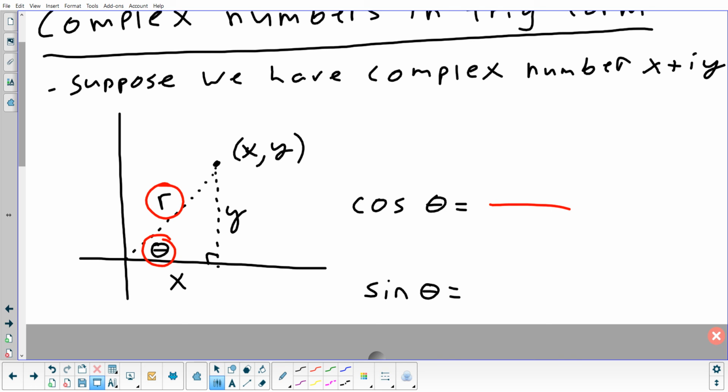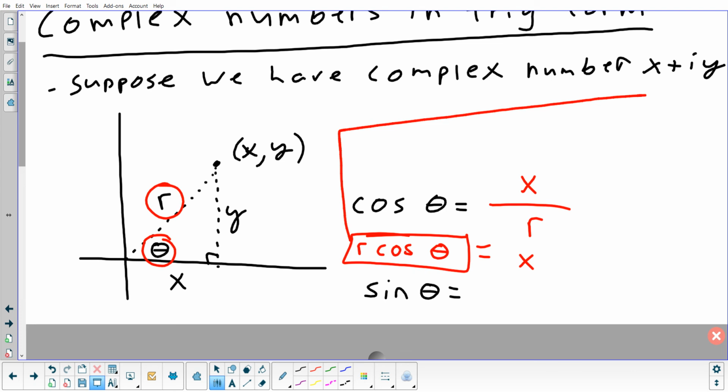Based on this diagram, what would the cosine of my angle equal? John? Y over R. Or sorry, cosine, X over R. X over R. So we've done this kind of thing before when we proved law of cosines. We're just getting a formula for a variable so we can replace it. I want to replace the X variable. So what is X equal to? Yep. R cosine theta. So in a minute, that's going to go there.